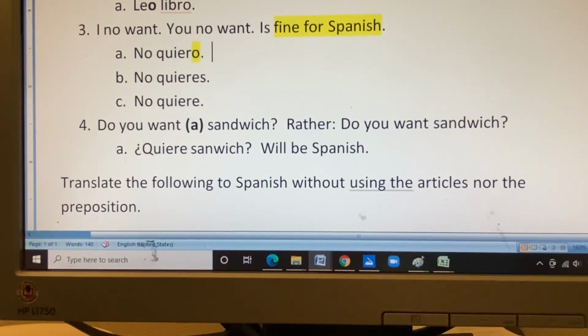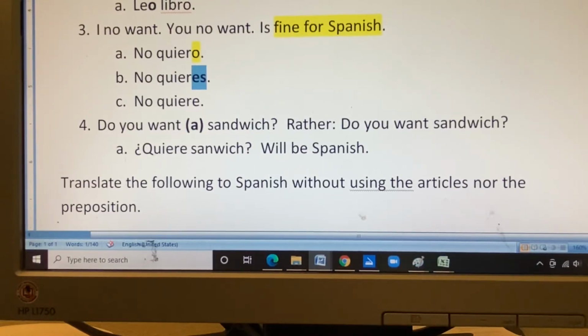All right, letra B. No quieres. So, in Spanish, inside this verb now, it has a different ending. Doesn't have the O, does it? It has the ES. And the ES is telling us that it is for a different person.